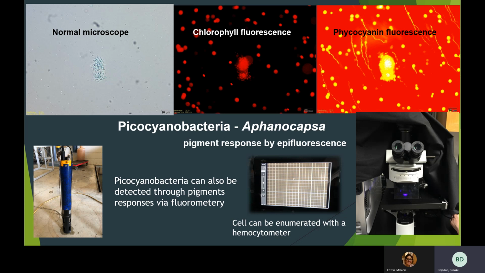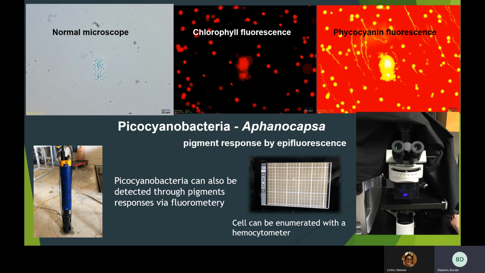And Aphanocapsa is very common, but it can be as a single cell, less than 3 microns, or it can be a colony. And so without like special microscopy like epifluorescence, it can be really hard to see them and enumerate them if they're not in a colony. And so the point is that you really have to know what you're looking at to choose the proper way of even counting it sometimes.